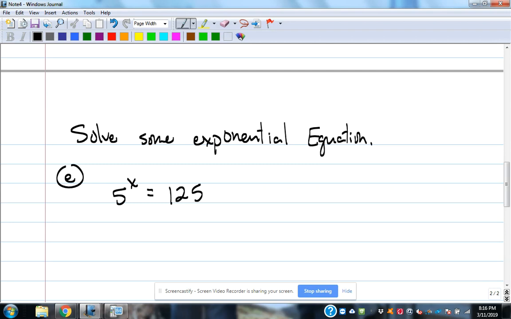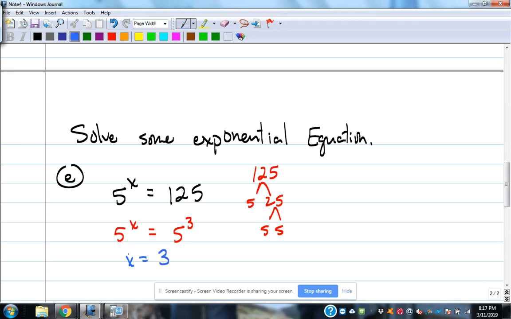What's the base of the side that has the exponent? 5. Can I rewrite 125 as 5 to a power? Yeah. It becomes 5 to the third. So we have 5 to the x is equal to 5 to the third. The reason is because I know 125 is 5 times 25, and that's 5, 5, 5. So there's three 5s, so it's 5 to the third. If the bases are the same, you've got 5 to the x, and this is 5 to the third. What does x have to equal? 3. That's it. x equals 3. You're done.